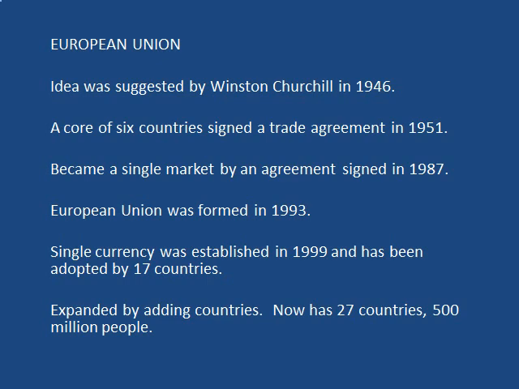The idea for a European Union was suggested by Winston Churchill in 1946. A core of 6 countries signed a trade agreement in 1951. They became a single market by an agreement signed in 1987. The European Union was formed in 1993. A single currency was established in 1999 and has been adopted by 17 countries. The European Union has expanded by adding countries. It now has 27 countries with 500 million people.